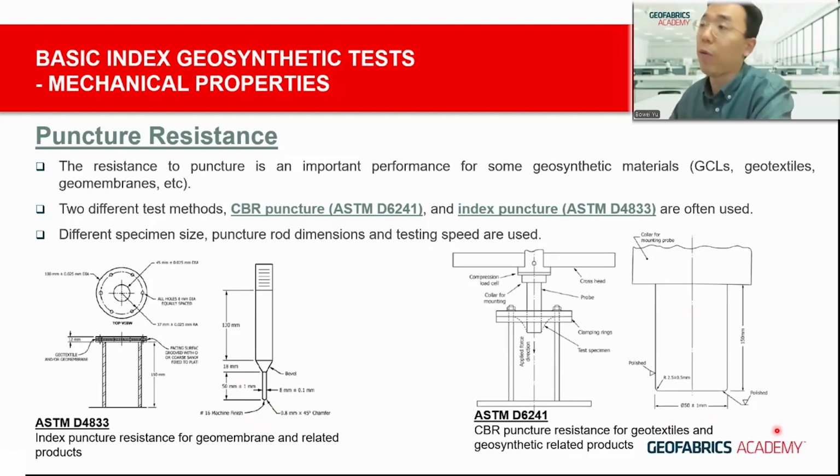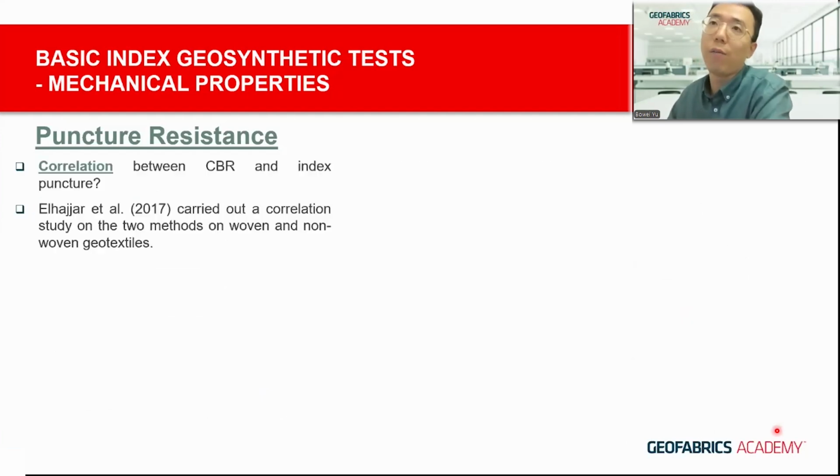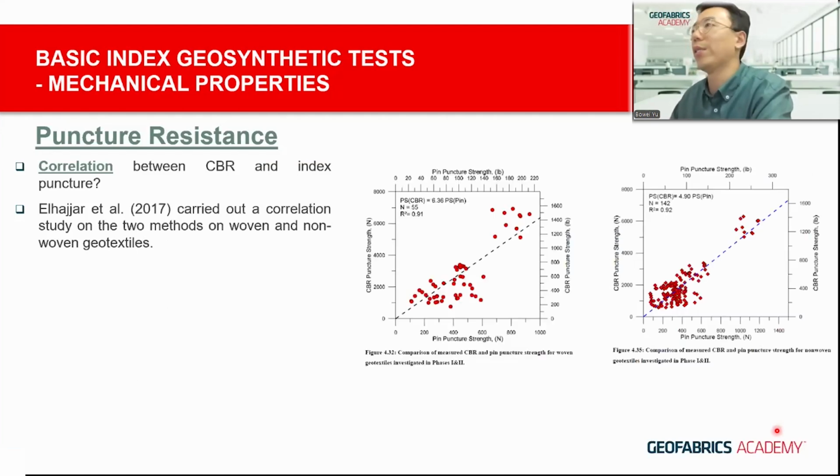So naturally, we often receive those questions, say, if you have a direct correlation between the two methods, because we happen to have asked for the wrong test method on the specimen we want to test. The simple answer is, well, some studies did have a go at comparing the results from the two test methods on woven and non-woven geotextile. And here are the results.